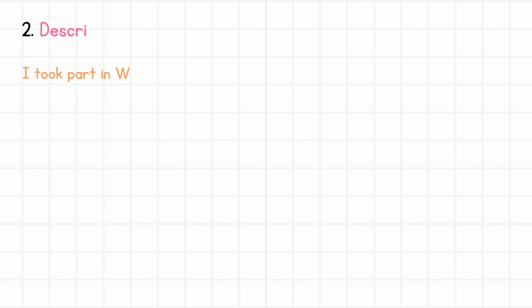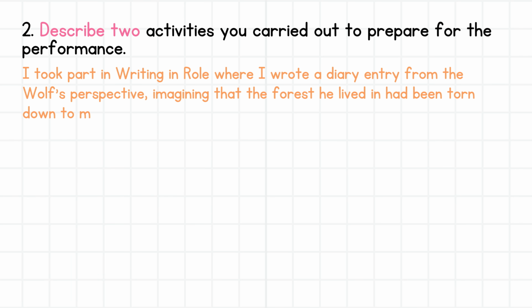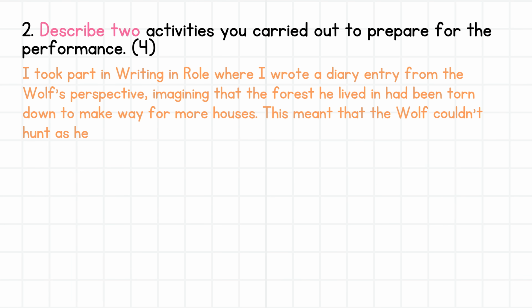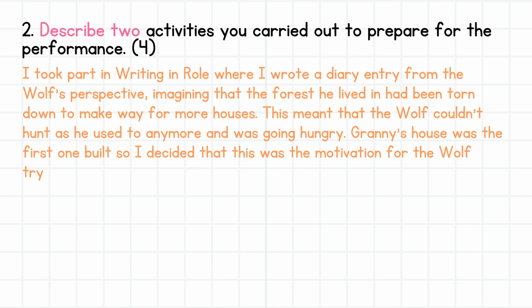For the model answer, I've written, I took part in writing in role where I wrote a diary entry from the wolf's perspective, imagining that the forest he lived in had been torn down to make way for more houses. This meant that the wolf couldn't hunt as he used to anymore and was going hungry. Granny's house was the first one built, so I decided that this was the motivation for the wolf trying to eat Granny as he wanted revenge.